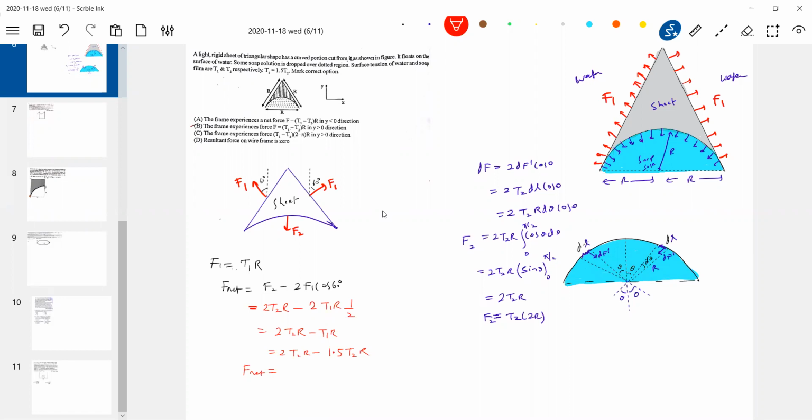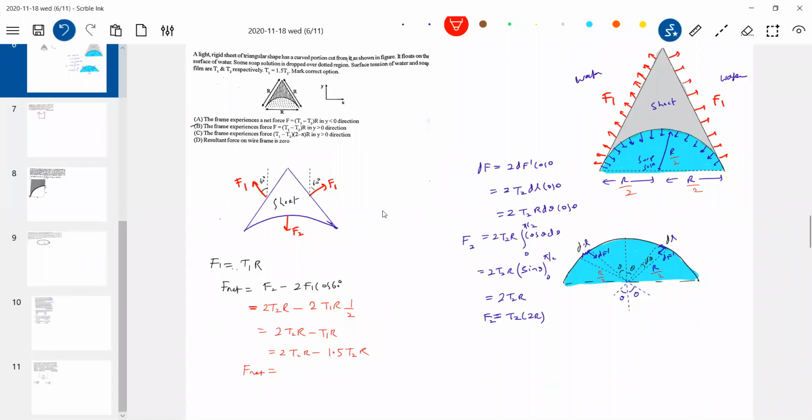Sir, F2 should actually be T2R, sir. F2 is T2R only. Yes, sir, because there you took the radius as R, but the radius of the semicircle is actually R by 2. This should be R by 2. Huh? Yes, sir. Okay, fine. So this is R by 2.